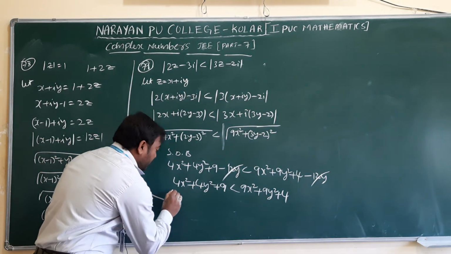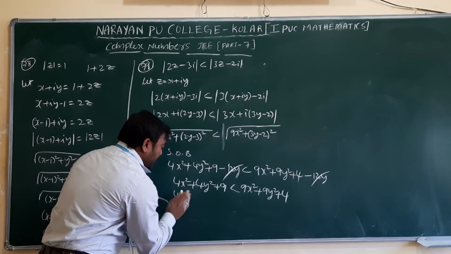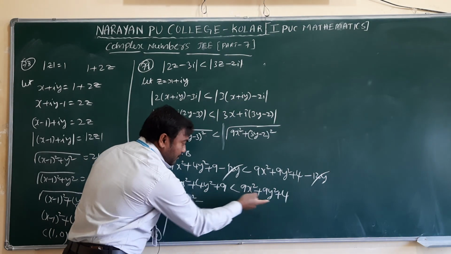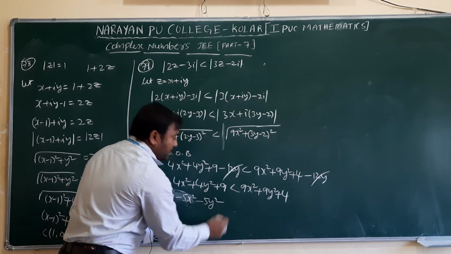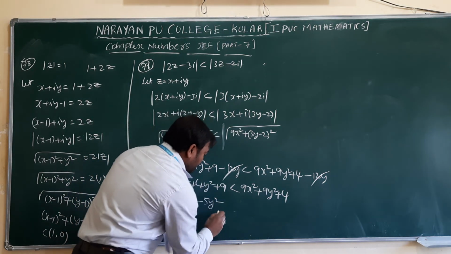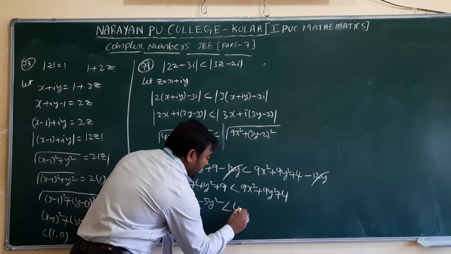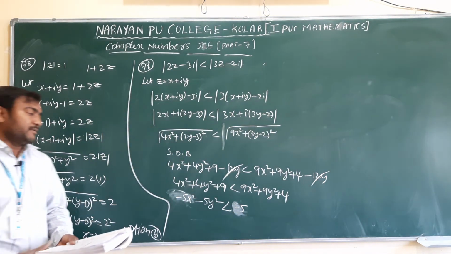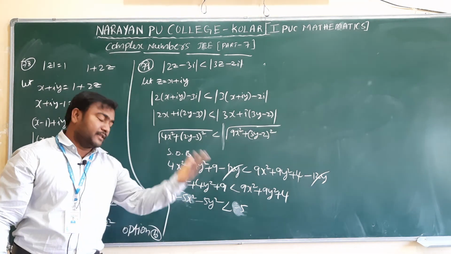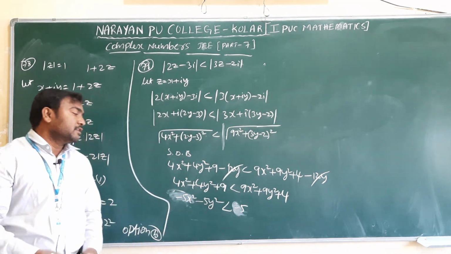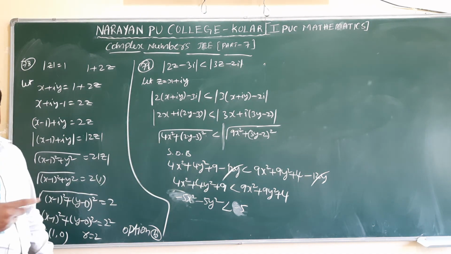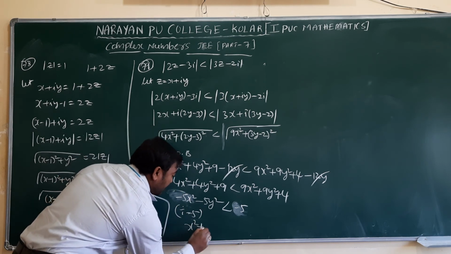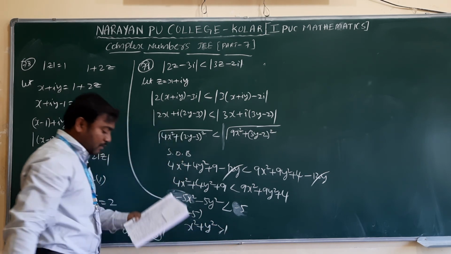Here, this side what do we get? 4x square minus 9x square, we are getting minus 5x square, 4y square minus 9y square, minus 5y square, is less than 4 minus 9, getting minus 5. Dividing throughout by minus 5, the inequality should change. We will later discuss those concepts in the chapter on inequalities. So dividing throughout by minus 5, we are getting x square plus y square is greater than 1.